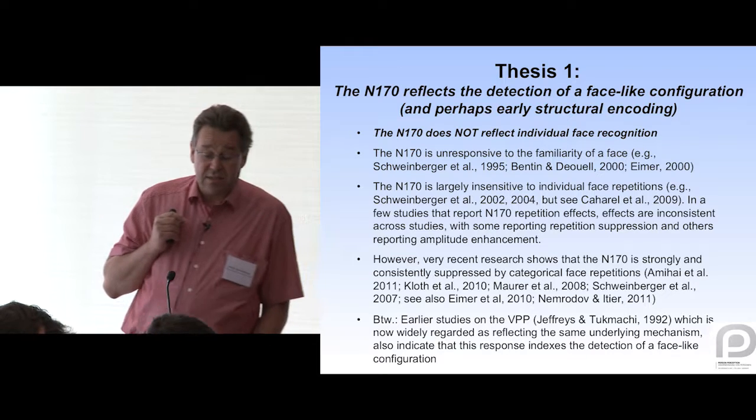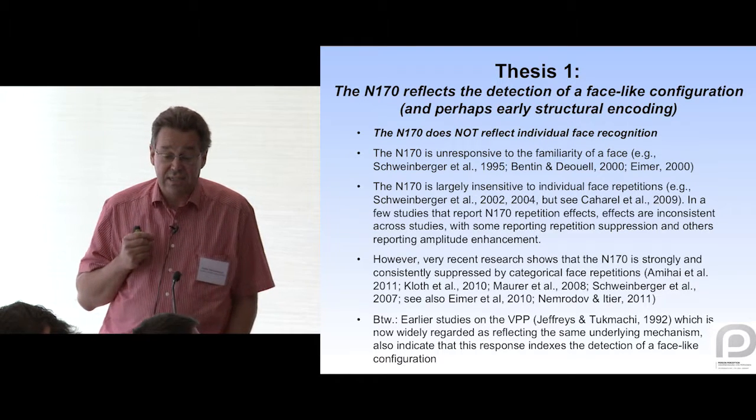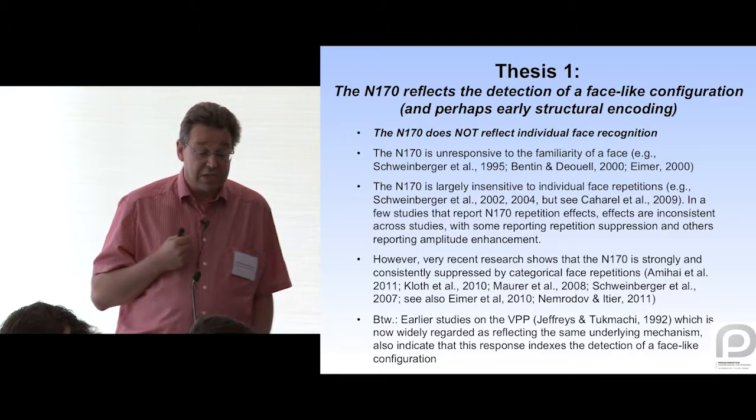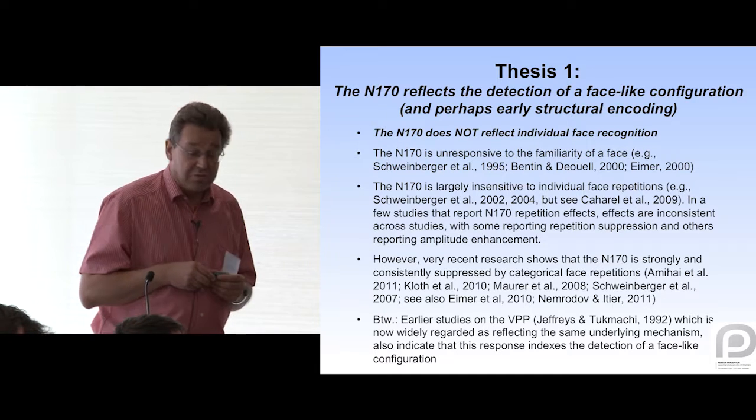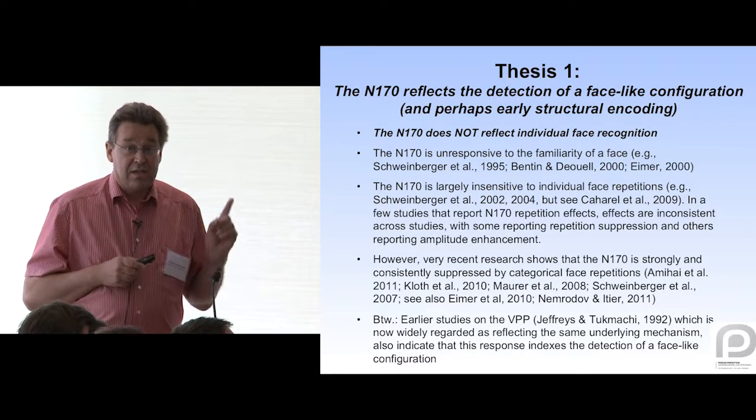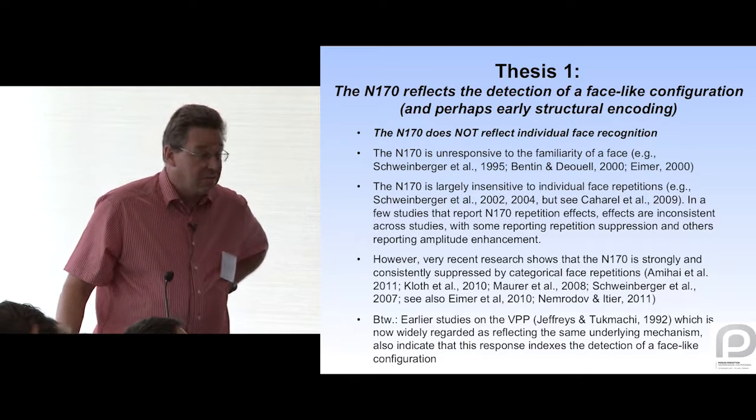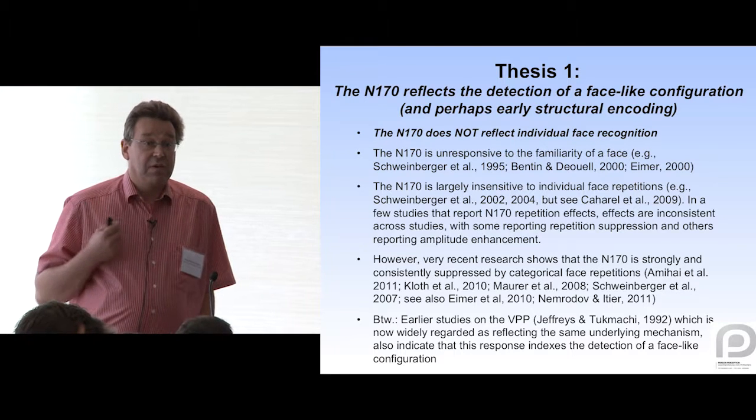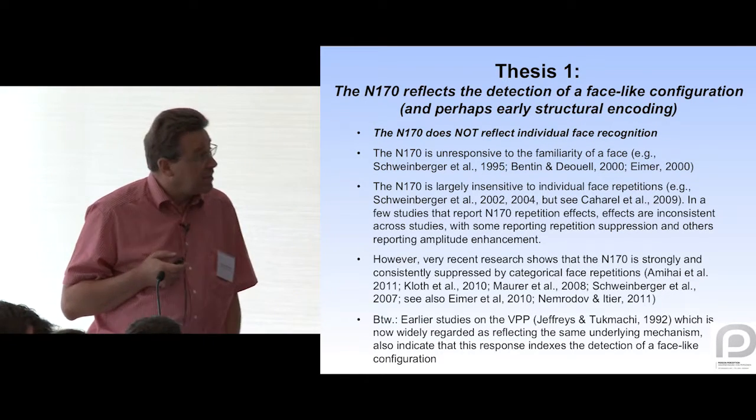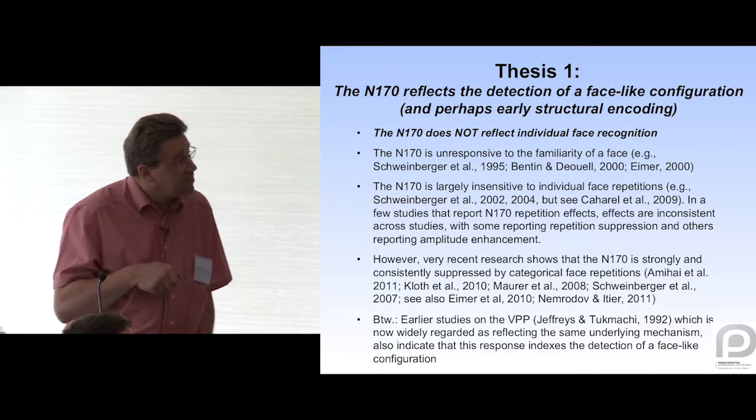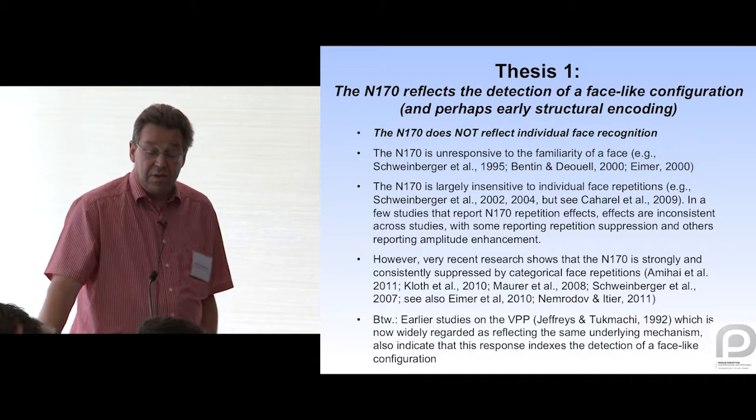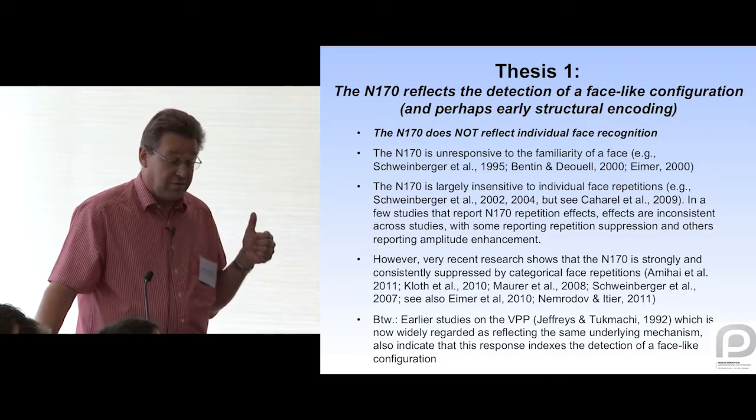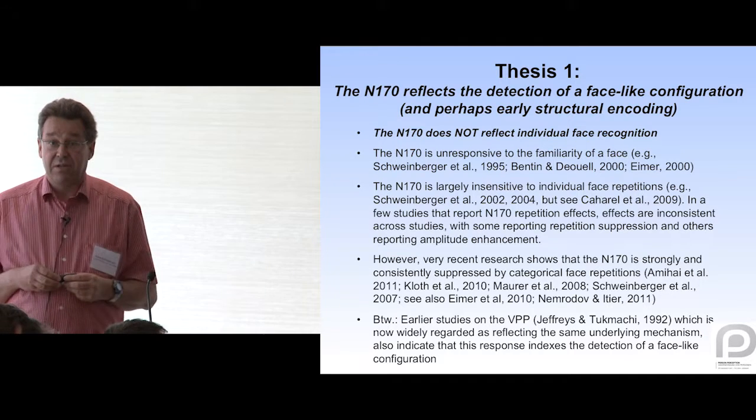Now, I've organized the rest of the talk into 4 theses. The first thesis is that the N170 reflects the detection of a face-like first-order configuration and perhaps early aspects of what Bruce and Young called structural encoding. The N170 is no correlate of individual face recognition. Well, firstly, the N170 has turned out to be completely unresponsive to the familiarity of a face, which was shown by many studies, so these are just a few here. But also, secondly, the N170 is largely insensitive to individual face repetitions, although I will mention a possible exception in a minute.